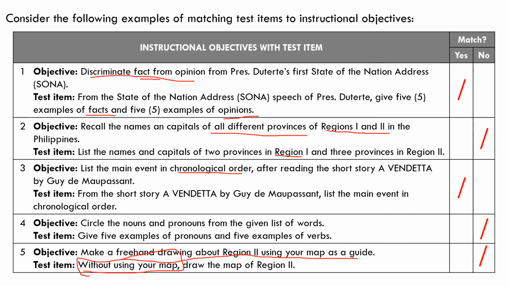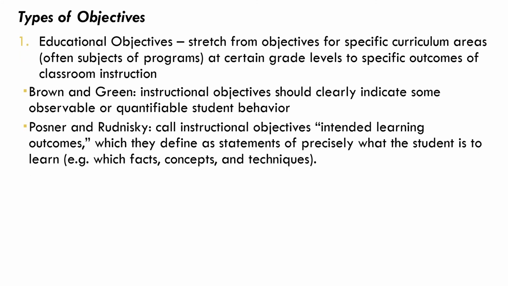Right after that, of course, I did mention the Bloom's taxonomy. But before we proceed to the concept of the revised taxonomy, let's first look at the different types of objectives. Number one, I think this is just a review: educational objectives. These range from objectives for specific curriculum areas, often subjects or programs, at certain grade levels, to specific outcomes of classroom instruction.